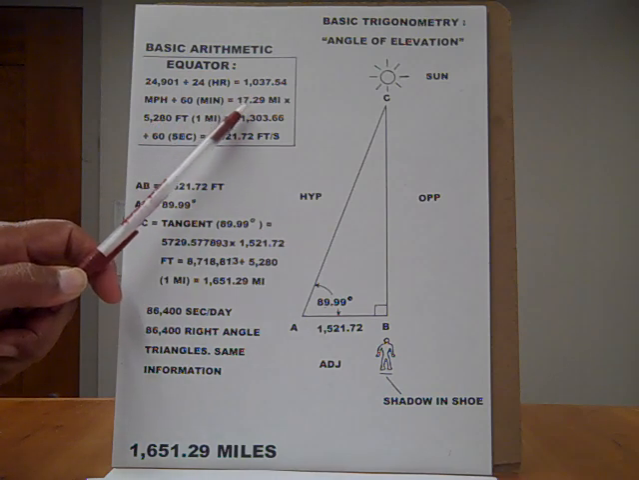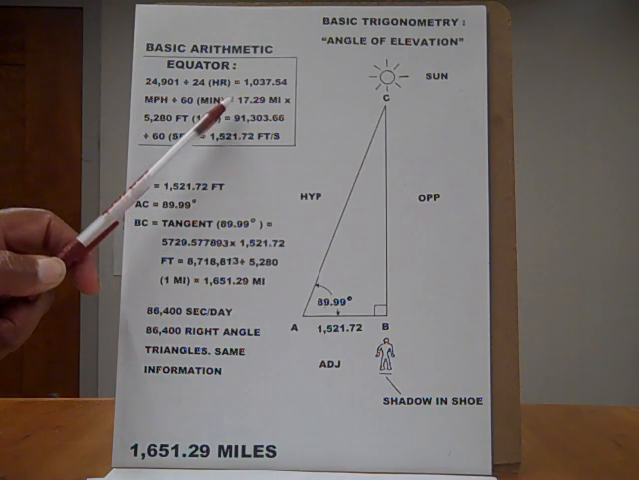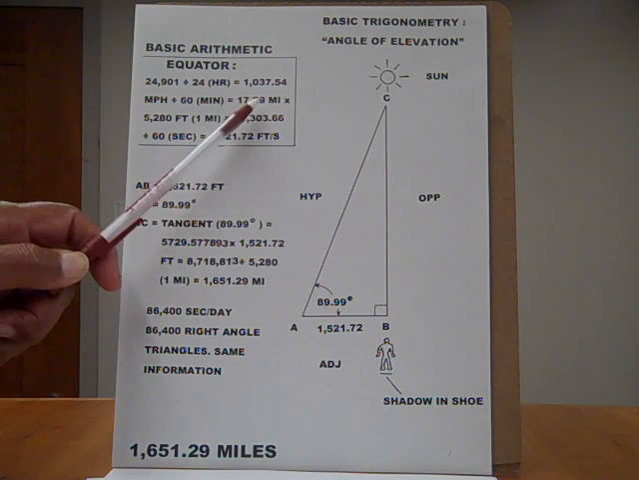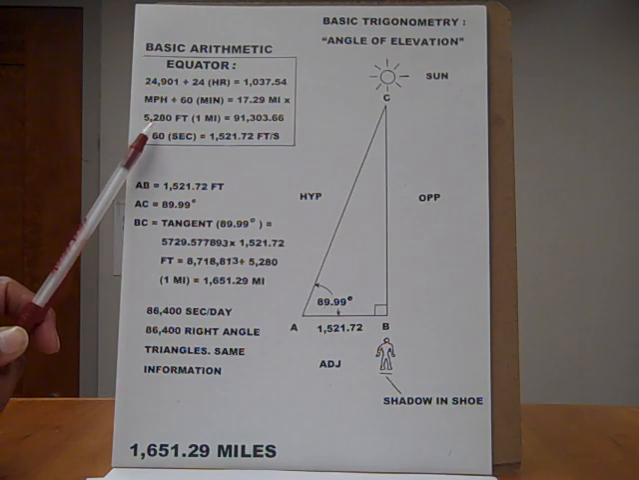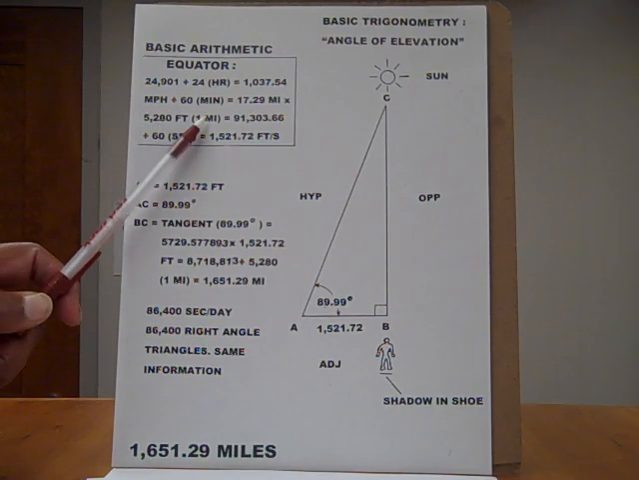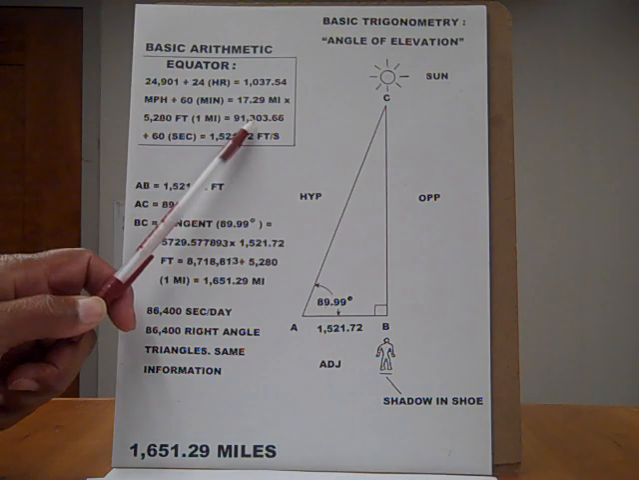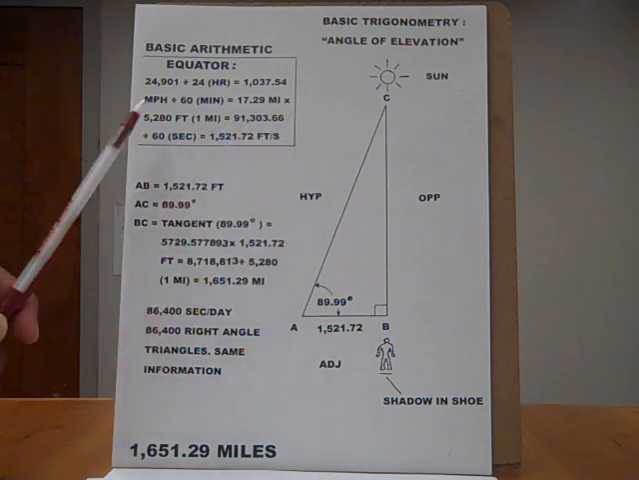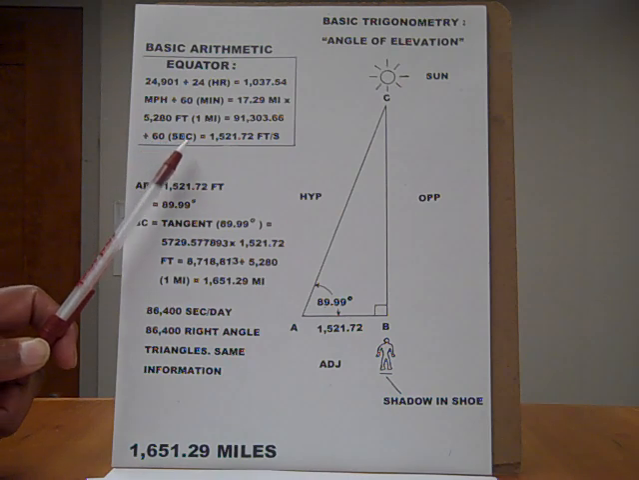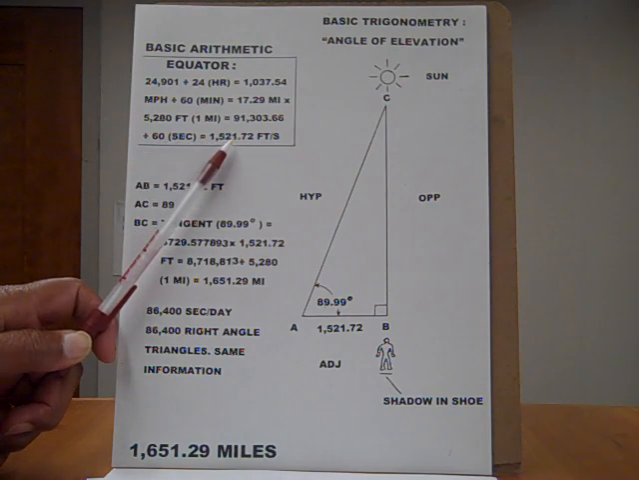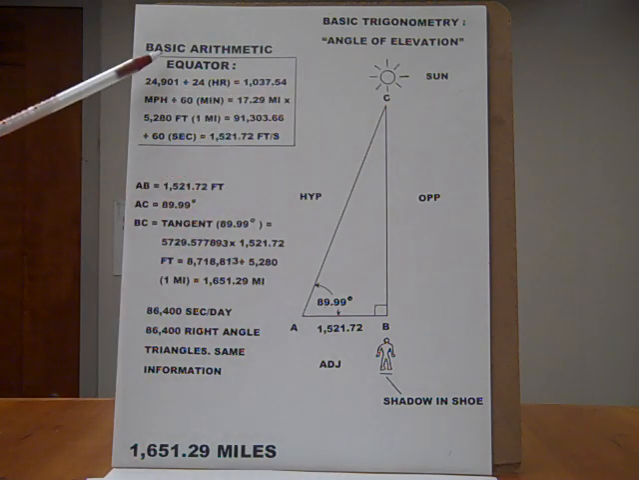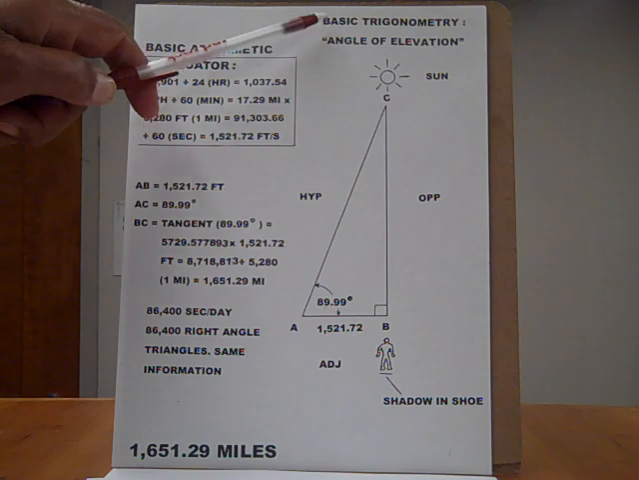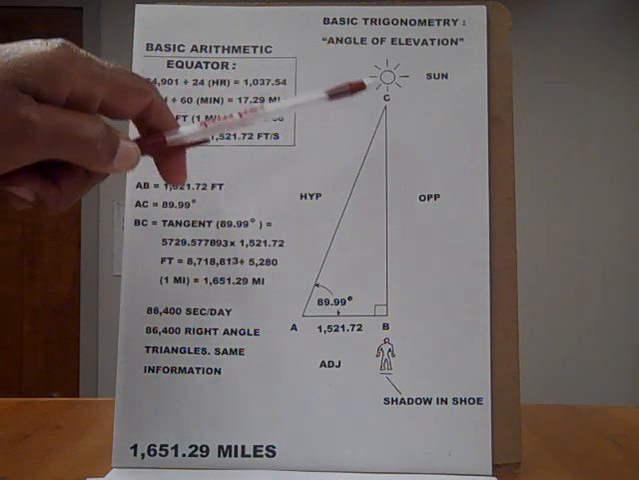Since 60 cannot be divided into 17.29, you multiply the 17.29 miles by 5,280 feet, which is 1 regular mile, which equals 91,303.66 feet, divided by 60 seconds now, equals 1,521.72 feet a second. Now, we go from basic arithmetic to basic trigonometry's angle of elevation.